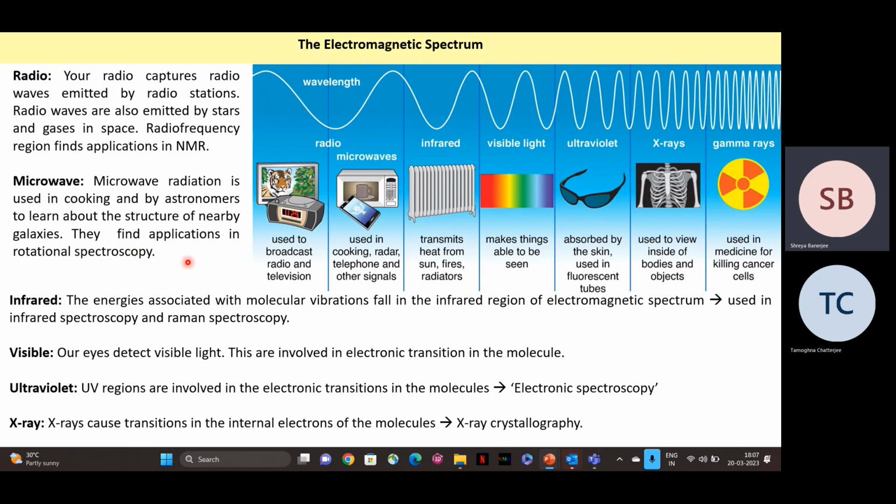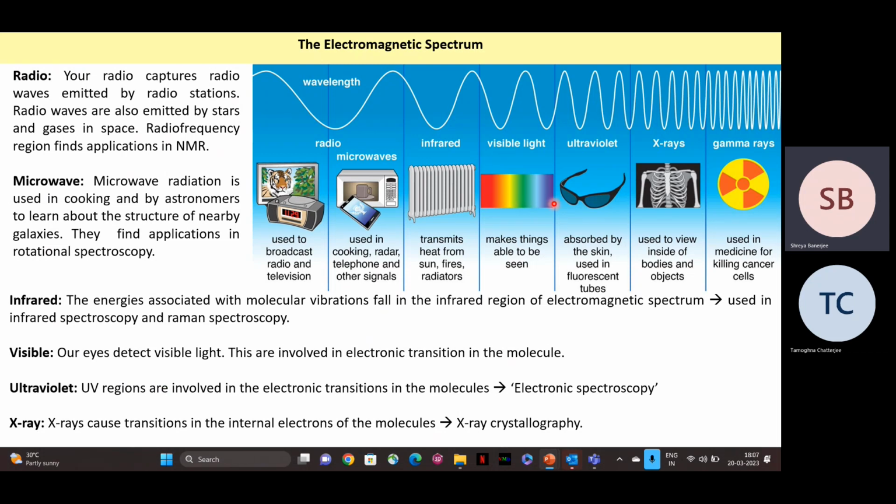Microwave finds applications in rotational spectroscopy. We will learn about this later, that is internal rotation within a molecule, and to detect that rotation, microwave spectroscopy is used. In infrared spectroscopy, the electromagnetic spectrum region falling within the infrared region is used, and this region is also used for Raman spectroscopy.